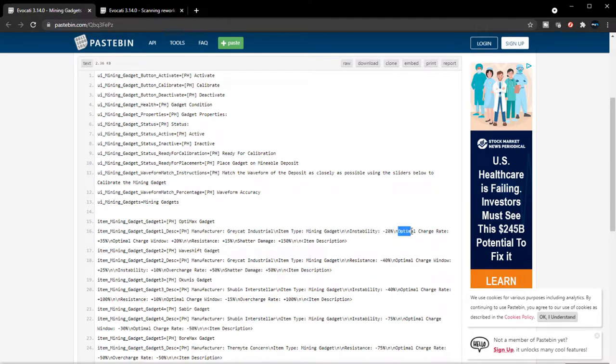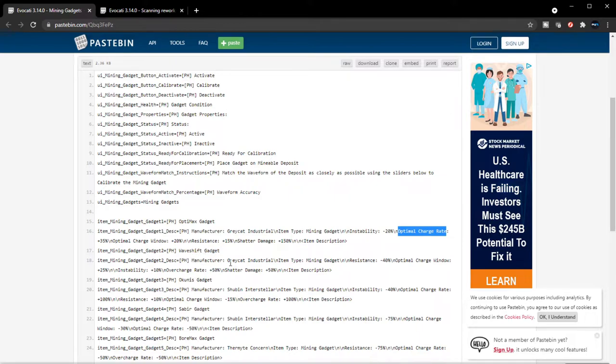I like that. Okay. Optimal charge rate plus 35%. All right, there's another one. Charge window plus 20%. Nice. So these gadgets are also going to give you the same type of benefits as your modules and consumables. But I think the gadgets will probably be the most powerful since you actually attach them on the rock itself before you start your mining process. Interesting. I like that.